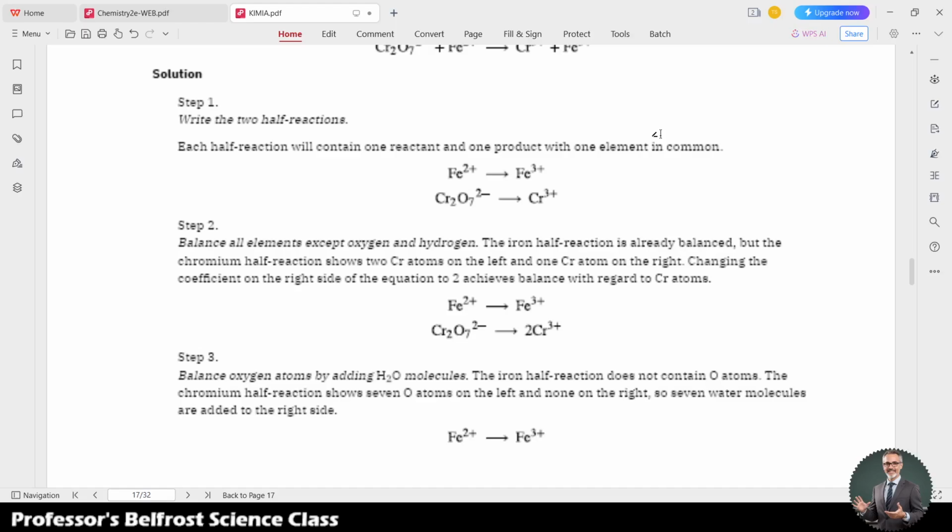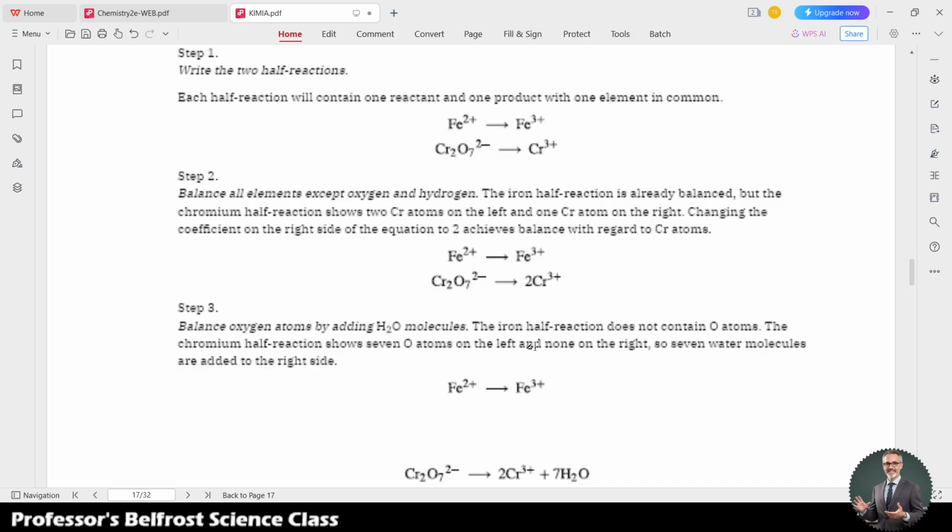Step 2, balance all elements except oxygen and hydrogen. Actually, here we only have oxygen, we have no hydrogen. So we are asked to balance the others, but we have nothing to do with the first one, because there is one iron, nothing to be done here. But for the chromium, we have two chromium here, but only one chromium here, so we need to increase the coefficient. Good job. We are done with step 2.